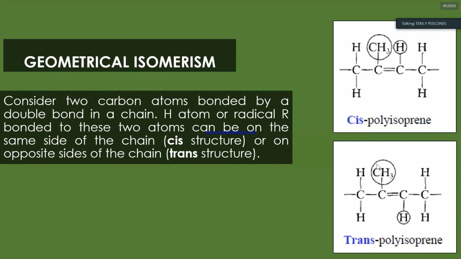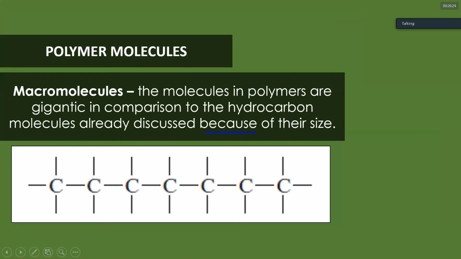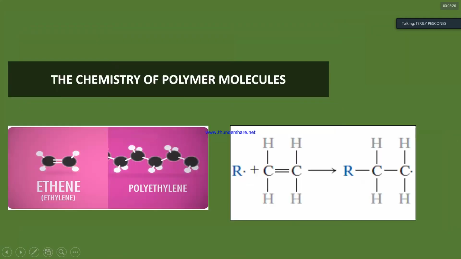Okay, same side, ang tawag natin dyan is cis. Pagka opposite side, ang tawag natin dyan ay trans. So, cis polyisoprene, ibig sabihin, same side. So, cis structure. Okay. Let me see kung nandito. Monomer. Wala.